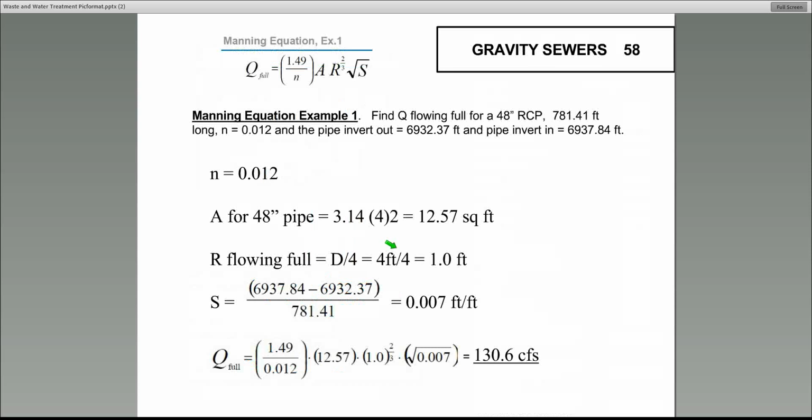Okay, let's look at the Manning equation, and you find Q for a pipe flowing full for a 48-inch reinforced concrete pipe. It's 781 feet long. N is equal to 0.012, and the pipe invert out is 6932. Invert in is 6937. So what is the area? First of all, what is the area for a 48-inch pipe? Just plug that 4 feet in there into πD²/4, and you get 12.57 square feet.